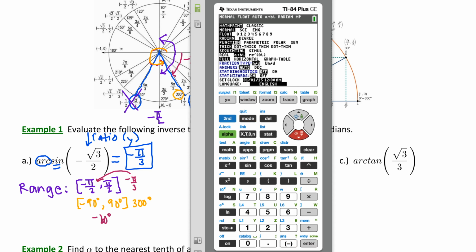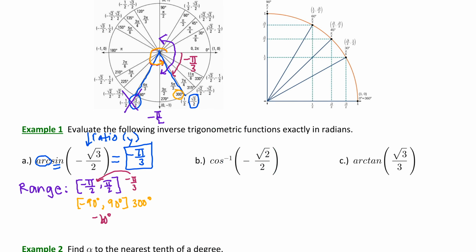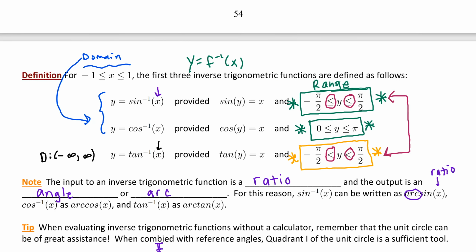Or you can certainly convert all that information over into degrees. So I'm going to switch to degree mode. I'm going to retype inverse sine of negative square root of 3 over 2. I can see negative 60 degrees. That's equivalent to negative pi over 3. So it's really important to know the range of each of these inverse trig functions in order to correctly identify which angle is going to be our answer.